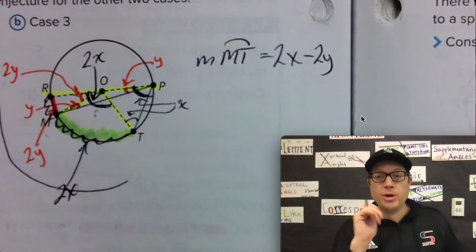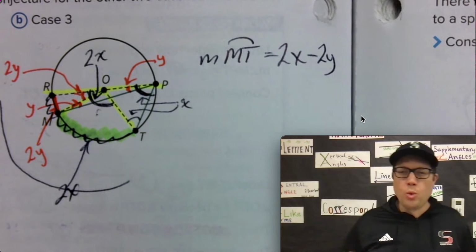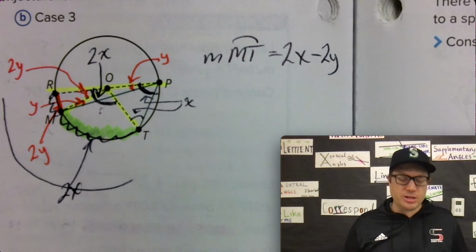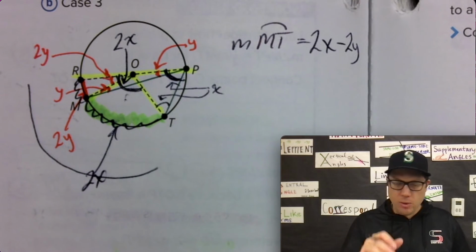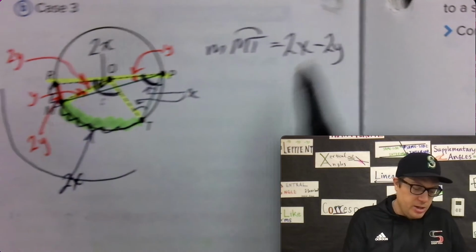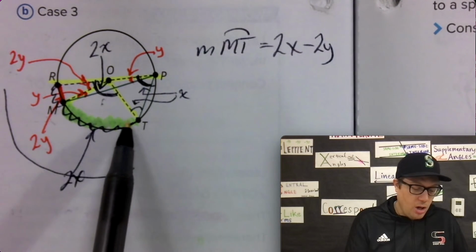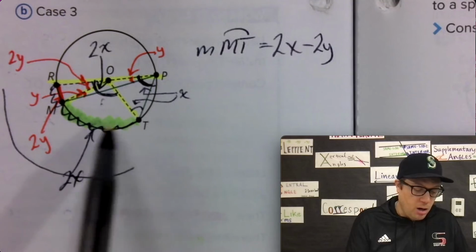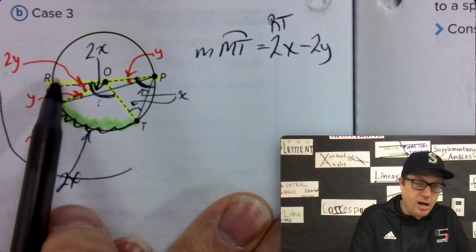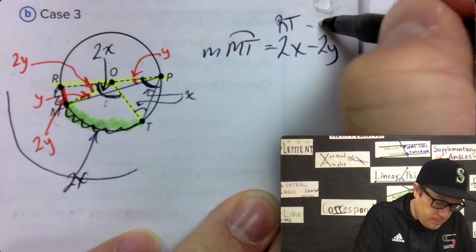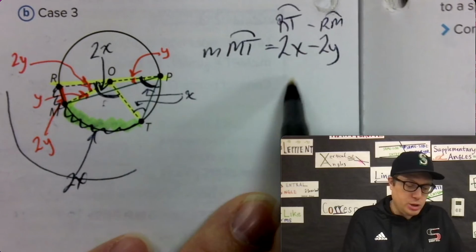That I would not expect you to do on your own. If you do see it right away, revel in your mathematical savantness. You are doing amazingly. But if you didn't see it and you're still here watching the video, thank you for watching the video. In this moment, 2x minus 2y, that happens because all of this arc from R to T, and we're taking off RM.